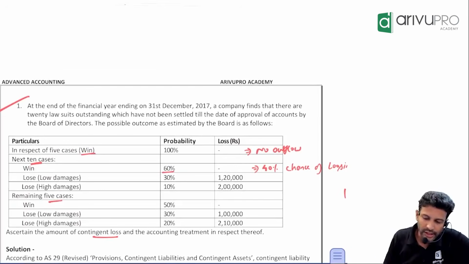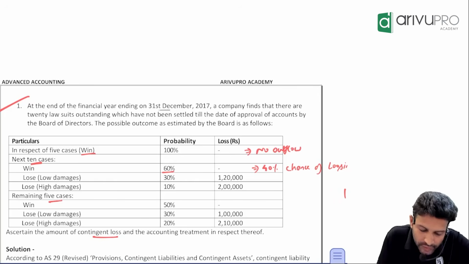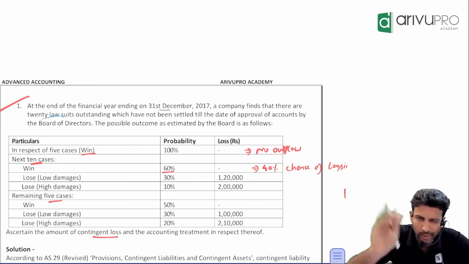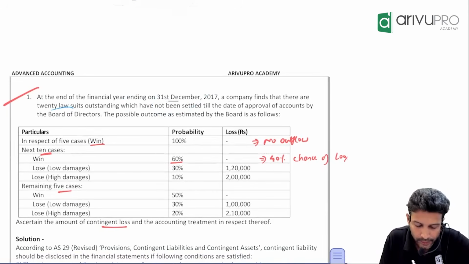Sir, I think there's a question again in the study material. At the end of the current financial year, some data is given. They've given some crazy thing here. Let's come to the main matter.